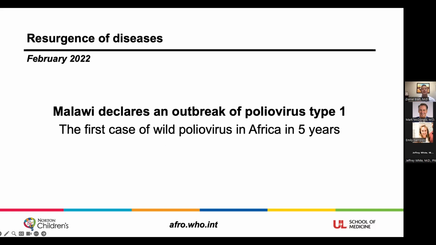It may or may not be a direct consequence of COVID, but missed vaccinations have real world consequences. Africa was declared free of indigenous wild polio in August of 2020 after eliminating all forms of wild polio from the region. But in 2022, the health authorities in Malawi declared an outbreak of wild poliovirus type 1 after a case was detected in a young child in the capital of Lilongwe. And this was the first case of wild poliovirus in Africa in more than 5 years.